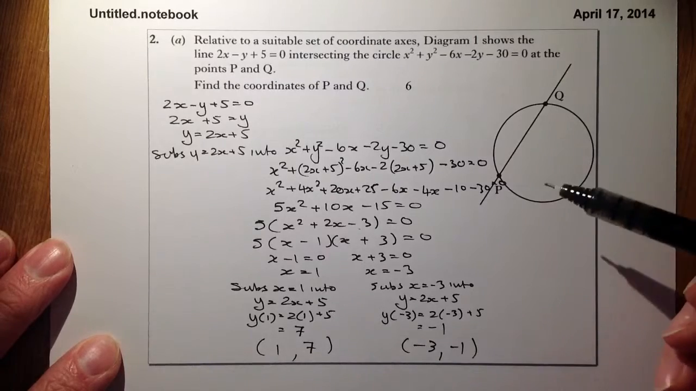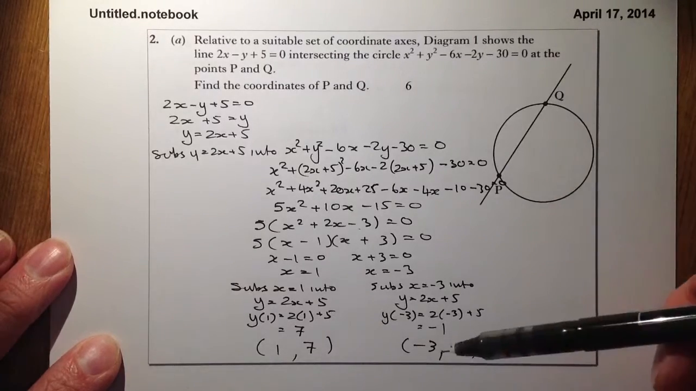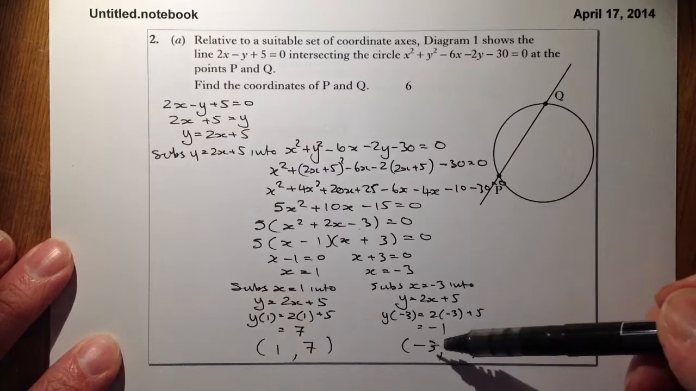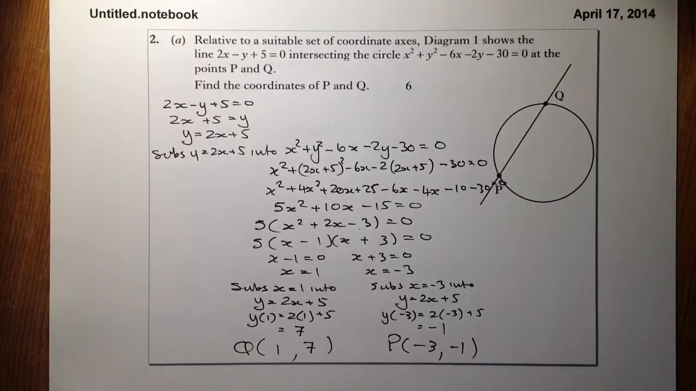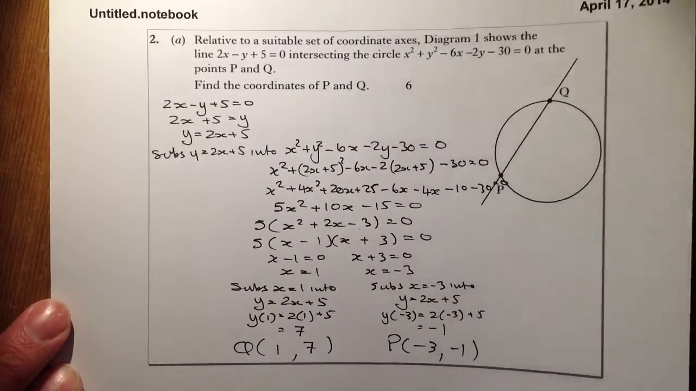Right, so now when I try and work out what the coordinates are, the one that's furthest left is going to be the minus 3, so that's going to be P, and the one that's furthest right is going to be Q, so there's my P and the Q. So that's part A complete. Right, let's look on to the next part of the question.